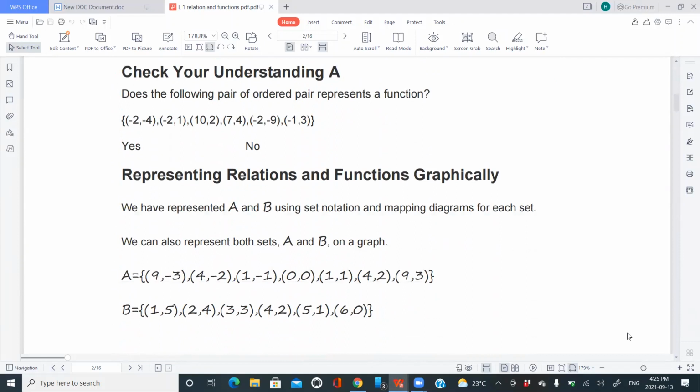Okay, so tell me, check your understanding A. Does the following set of ordered pairs represent a function? Yes, I think it does. Look properly. Look, in these ordered pairs, this 2 is having output -4, negative 2 is having output -4, and again -2 is having output 1. So no, it is not a function.